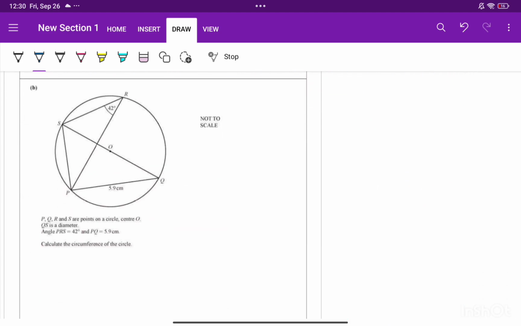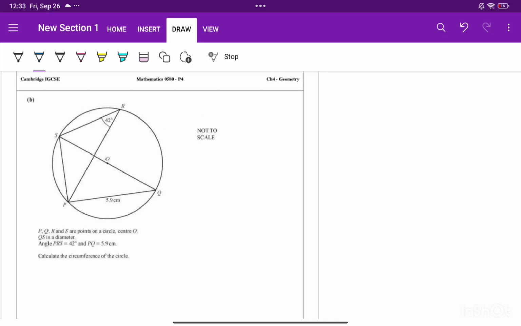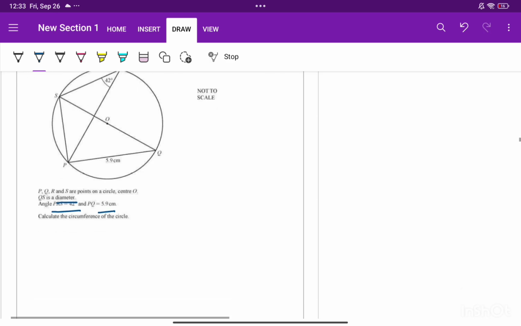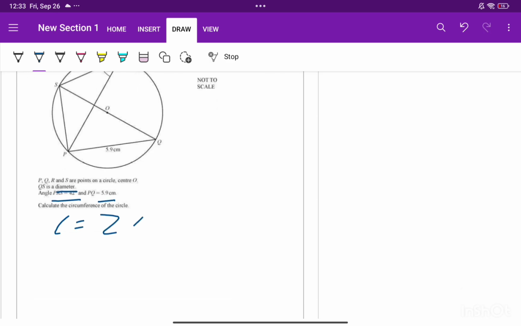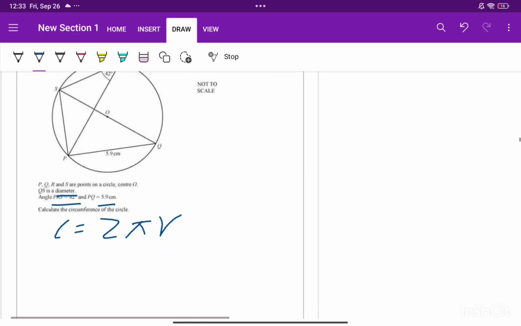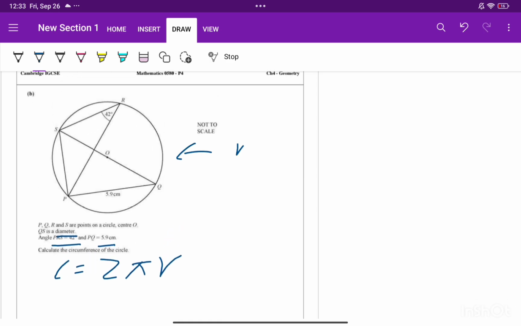Part B. P, Q, R and S are points on a circle, center O. QS is a diameter, angle PRS is 42, PQ is 5.9. Okay, so this is diameter QS. Calculate the circumference of this circle. So the circumference formula is 2 pi r. We don't know the radius, so we need to find the radius. We know that this angle will also be 42, and if we consider this right angle triangle, we can find S and P.